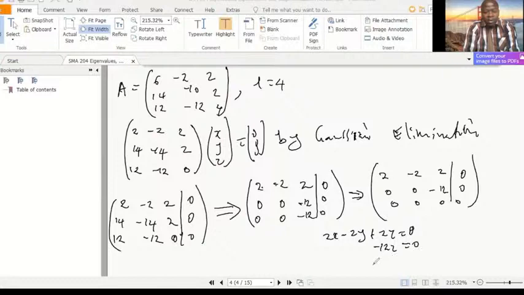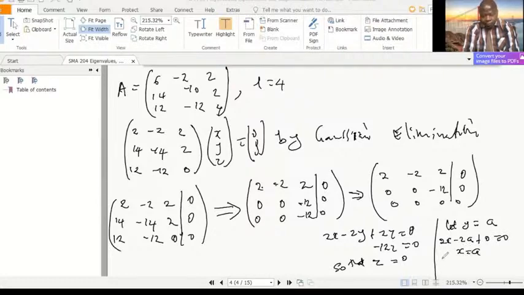The second equation tells me that z is 0. But now I discovered that x was a leading variable, z was a leading variable, and y was not a leading variable. So I say let y, which is a free variable, be a. So what does the first equation tell me? The first equation tells me that 2x minus 2a plus 0 is 0. In other words, x is a.